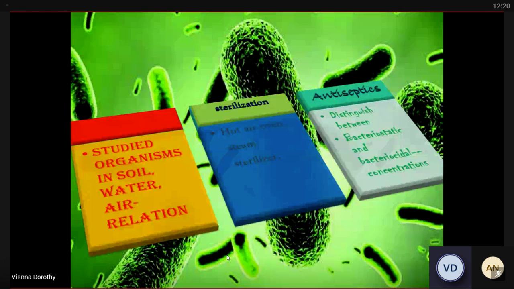Other things, what were his other contributions? He has one major contribution which I'll talk to you about a little later. Another contribution he made is that he also observed microorganisms, studying the organisms present in soil. He said that organisms are present in soil and in water. He also compared the relation between the organisms present in water and air.